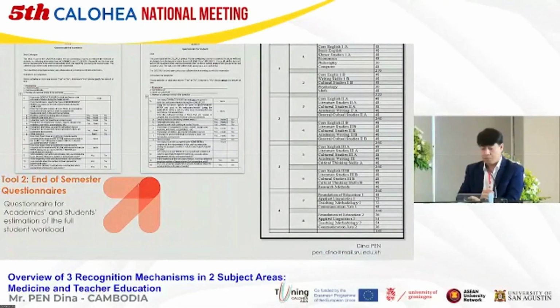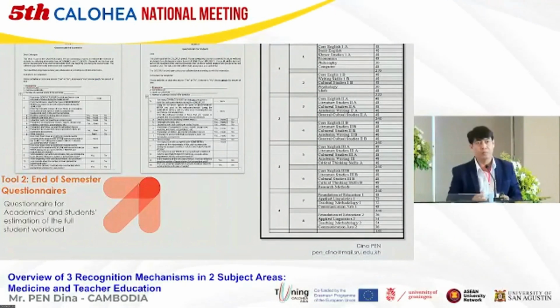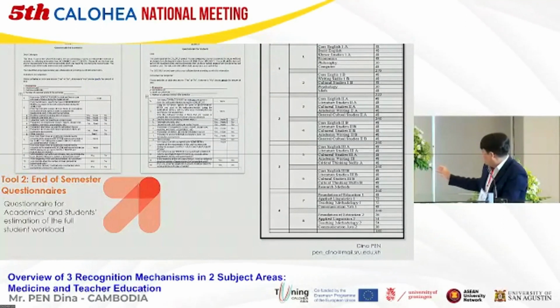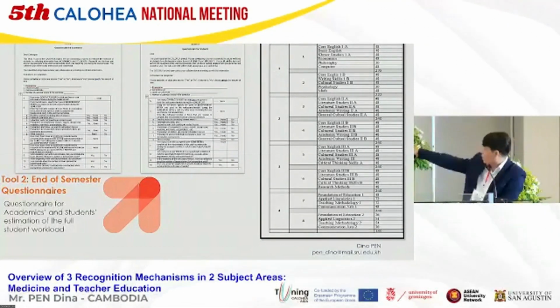This is our tool 2. In RM2, we call it the end of semester questionnaire. So we have to select one of the semesters in the whole program. For my institution, we selected semester 7, and we have 4 subjects to consult. We have the questionnaire template, Annex 1 for the academic staff and Annex 2 for the students. So that is an example, but it's a bit small.